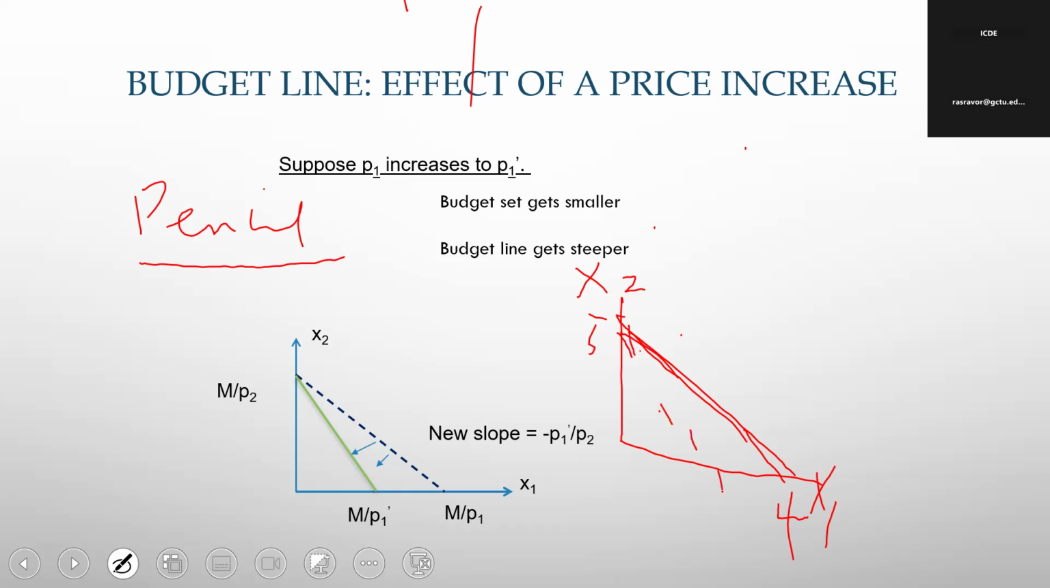I'm doing the theory so that later, when we do the calculation, you understand. So you will read, and as you read on the slide, you see P1 increase to P1 prime. Your budget set becomes smaller, and then budget line gets what? Steeper. That's how come this way.